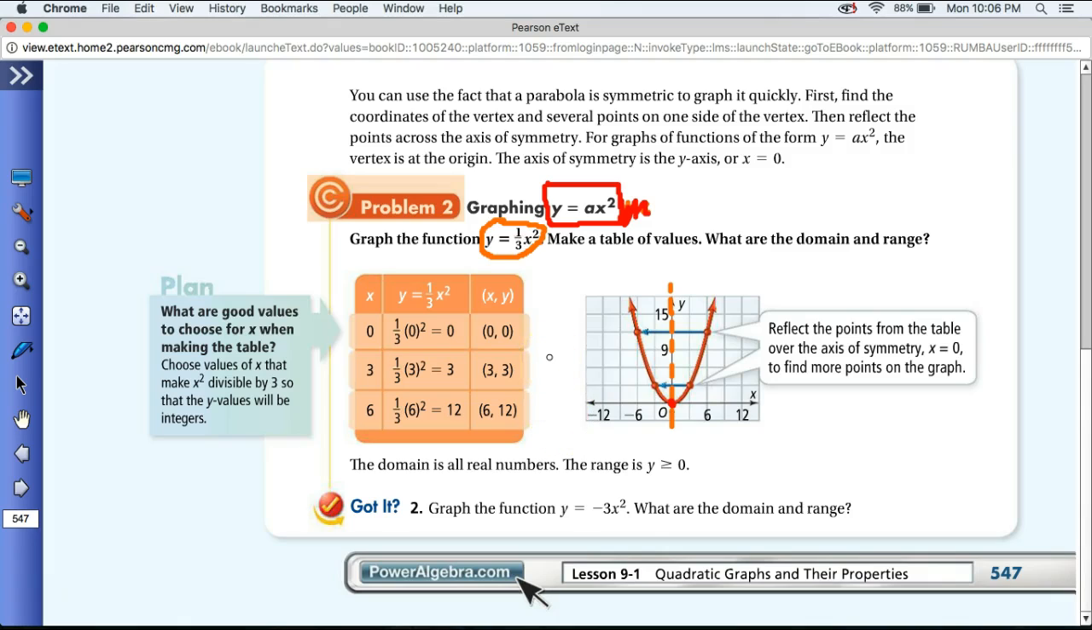So here's what I mean by when you select a table of values, you need to have some number sense. I believe this is in your book. It says the plan over here. What are good values to choose for x when making the table? Well, based on the fact that the coefficient is 1/3, I probably want to choose numbers that are divisible by 3, so that after I square the value, that number is going to be easily divisible by 3.